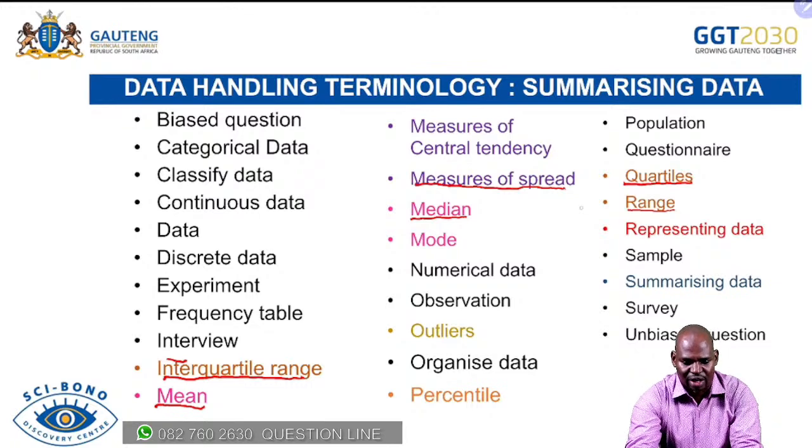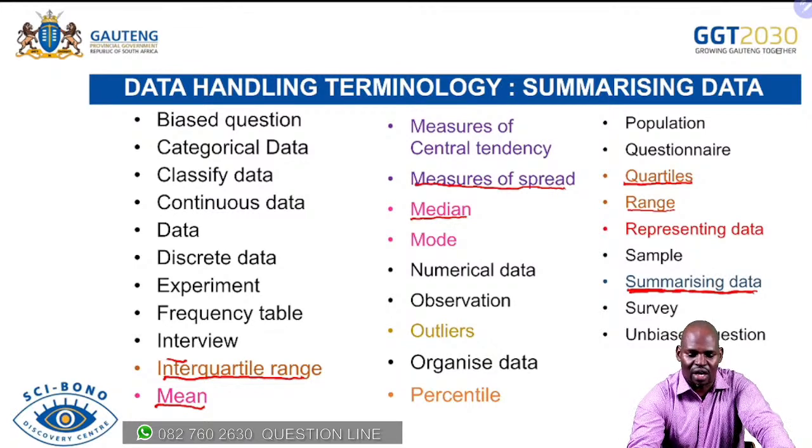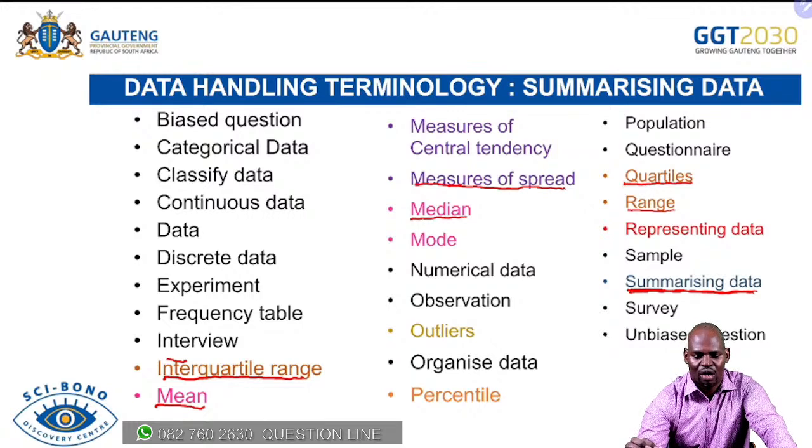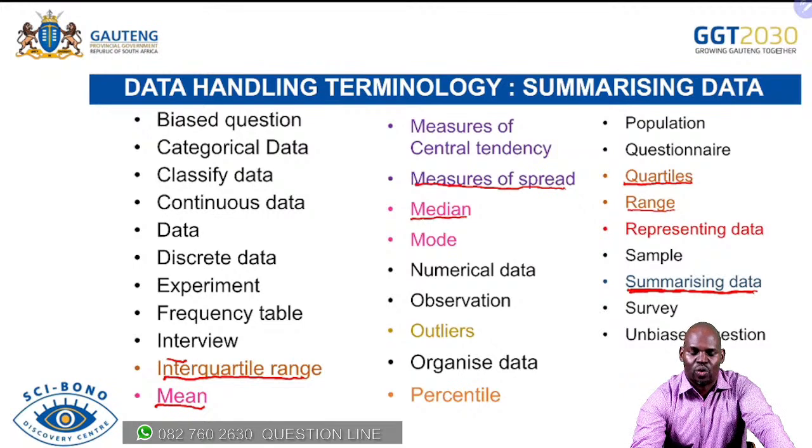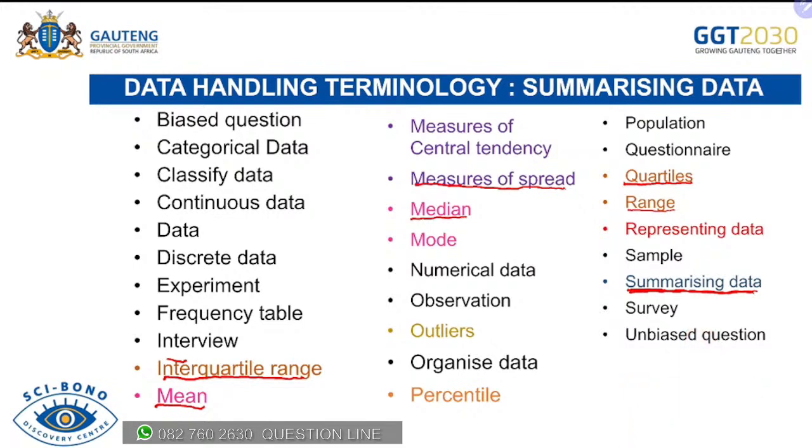Now, the next one that is very important for this, summarizing data. What do we mean when we say we need to summarize data? Now, when we summarize, after we collected the information, we have to summarize the data. To summarize the data means we make the information simple. We make the data simple to be interpreted. If I'm collecting data, and then after that I need to summarize it, that means I have to make it simple in order for any other person to interpret the data.